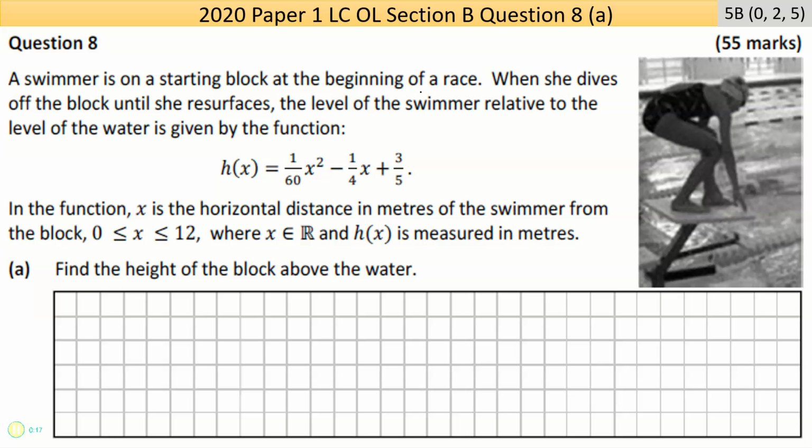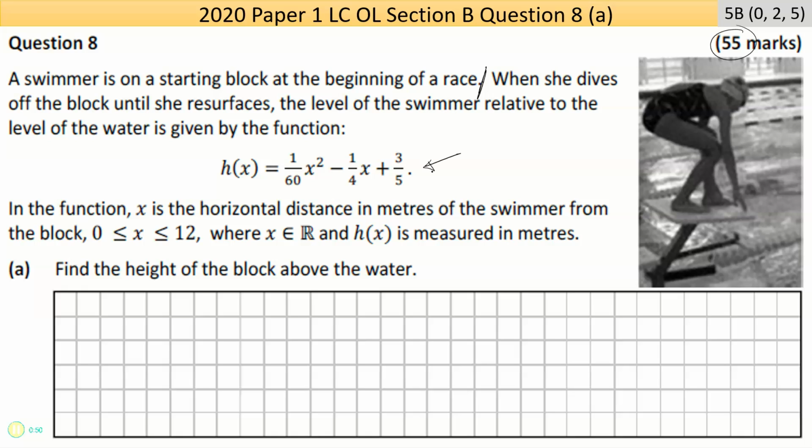Okay, so we're on question 8 here, which is one of the longer questions in Section B. It's worth a whopping 55 marks, so it's worth taking your time. And I suppose it's worth saying, make sure when you're doing the maths paper, you've timed it so you're not short on time when you get to the last few questions. They say here, a swimmer is on a starting block at the beginning of a race. When she dives off the block until she resurfaces, the level of the swimmer relative to the level of the water is given by this function.